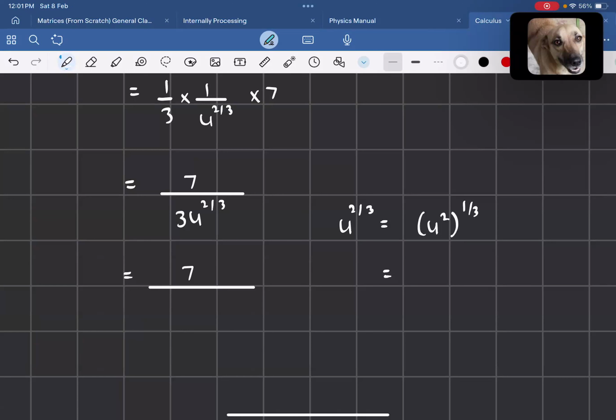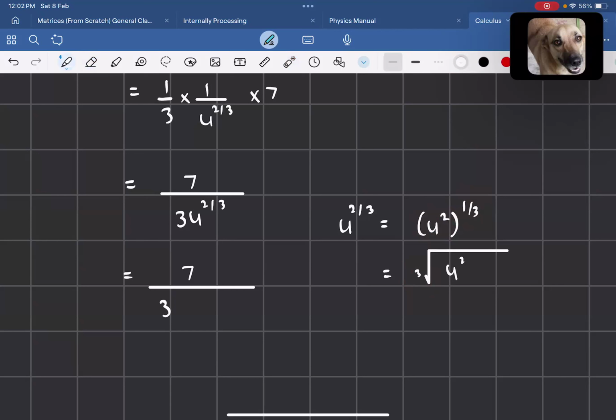The cube root of u squared. Yeah, that's it. Right? Because watch, you have u squared in brackets raised to the power of a third, which means cube root. And you have u squared. So that's exactly what we're going to do.